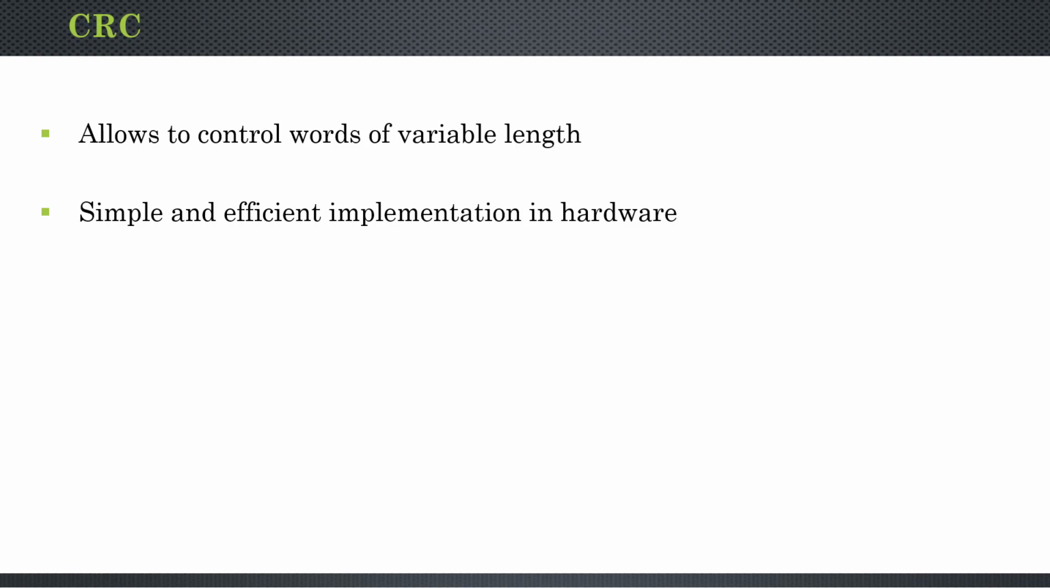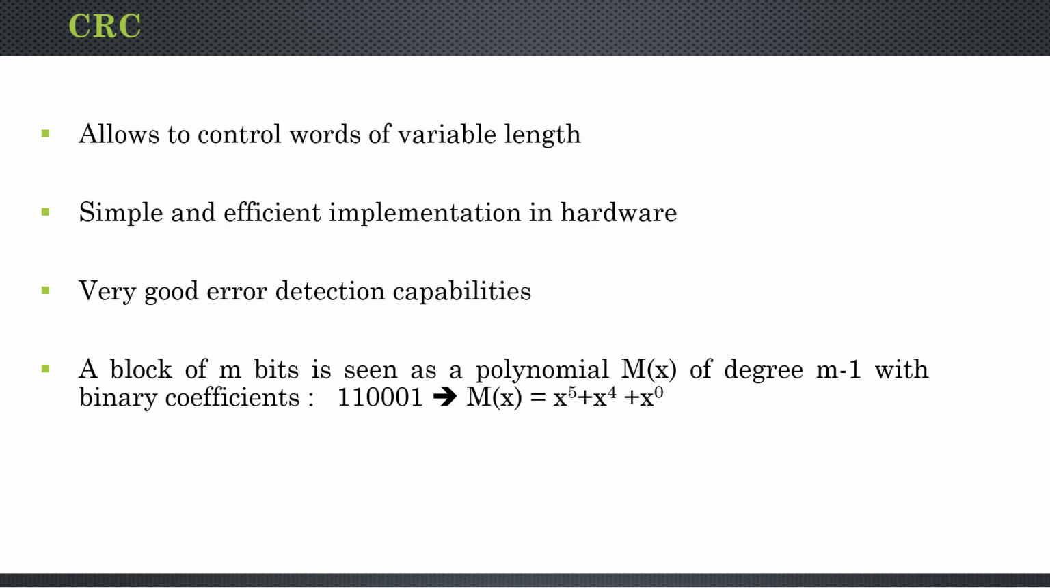The CRC technique is widely used in today's computer networks. It allows to control pieces of data of variable length, which means no constraint about the length of the data to be controlled. The CRC is simple to implement in hardware, and finally it has very good error detection capabilities that we will analyze together. CRC codes are also known as polynomial codes, since it is possible to view data to be sent as a polynomial whose coefficients are the zeros and ones values in the data.